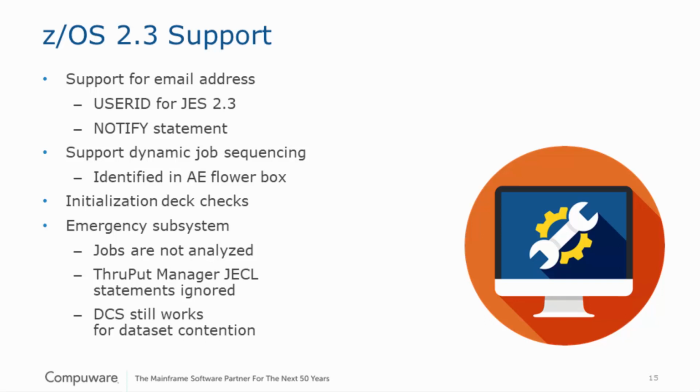Any batch job that is submitted from the emergency subsystem will be considered exempt from ThruPut Manager processing. In addition to this, any ThruPut Manager JES2 JECL statements that are coded are ignored. The only part of processing that is still intact is the DCS contention processing, and that is still in effect in the emergency subsystem environment.